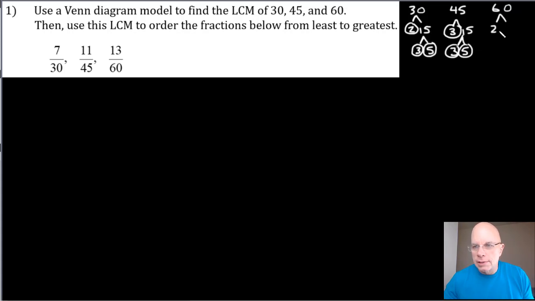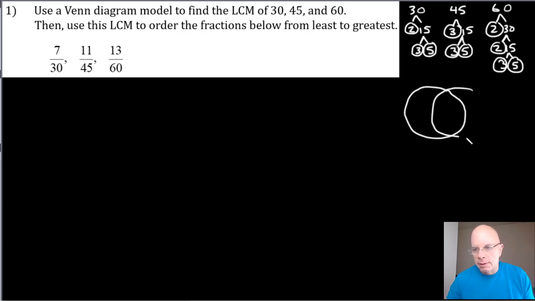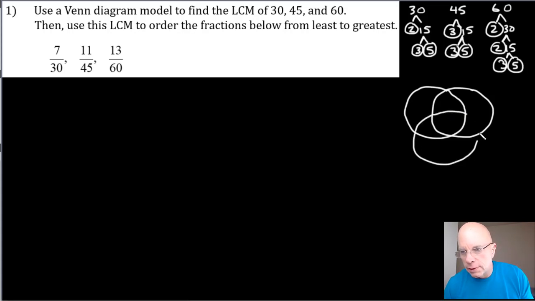60 is 2 30s. 30 is 2 15s. And 15 is 3 times 5. When I sort those prime factors into a Venn diagram, we'll be able to find the product of the prime factors in the union to find the least common multiple.